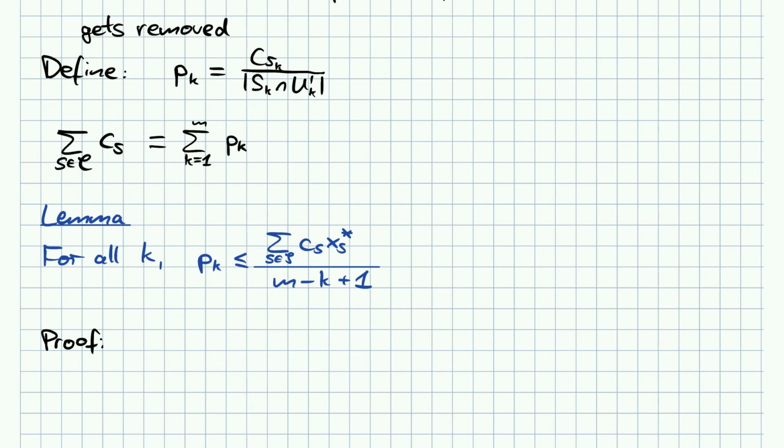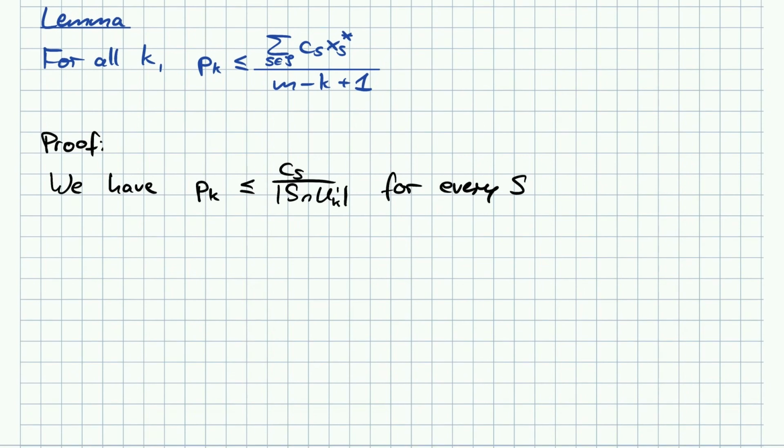And why is this true? We certainly have that pk is at most CS divided by S intersect Uk prime for every set S. Why is this? Because the set Sk that we're choosing is actually the one that minimizes this ratio. And this now lets us do the following. It's now just some magic of rewriting these things. Take the optimal LP solution. The optimal LP solution's value is at least what we would get if we were only considering the sets which have a non-empty intersection with Uk prime.